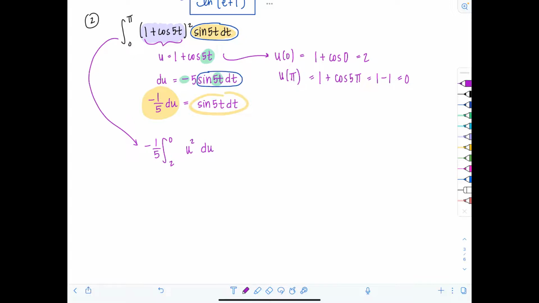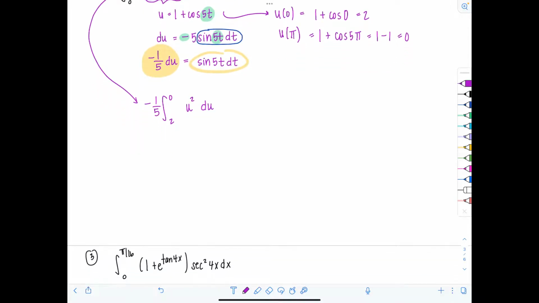Do you notice something we can do very slick just to rewrite this integral and make it nicer? Let's flip those limits of integration and now make it positive. So we have 1/5 integral 0 to 2 u squared du. Love it. Okay, time to integrate. So add 1 to the exponent, divide by the new exponent. You're going to have 1/3 u cubed from 0 to 2.